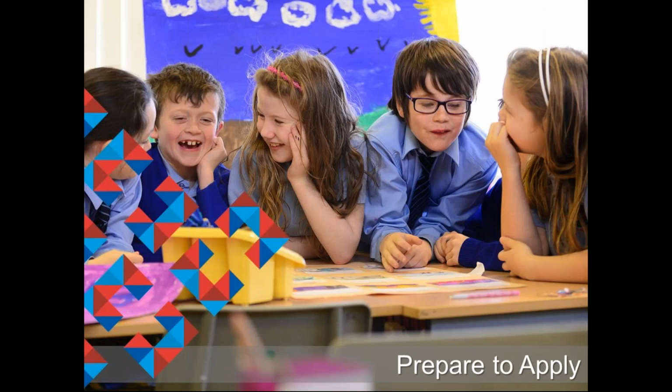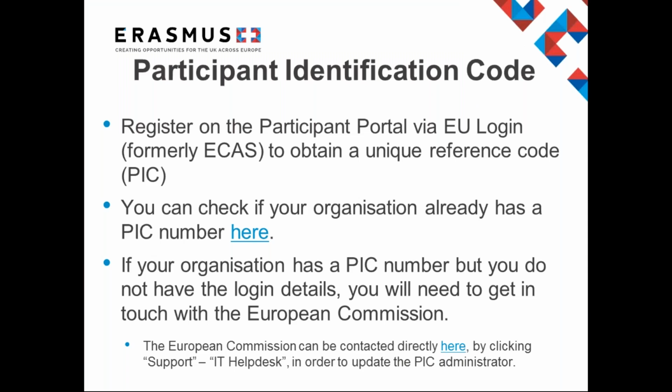We're now going to cover some information of things that you need to prepare ahead of the application deadline. In order to be able to apply, your school will need to register on the participant portal to obtain a participant identification code. This is a unique number for your organization, and you will need it when completing your application form. If your school has taken part in the past in international activities, or has applied for funding to do so, your school will already have a PIC.